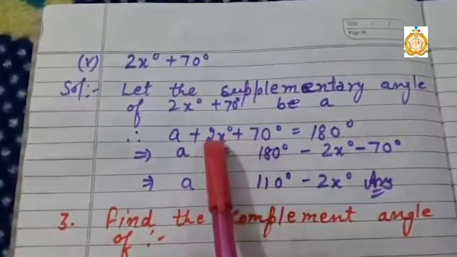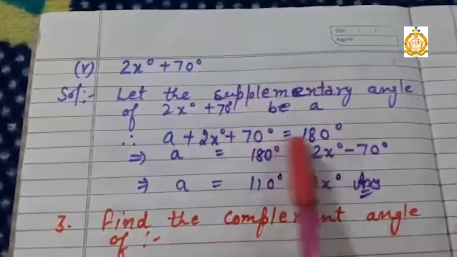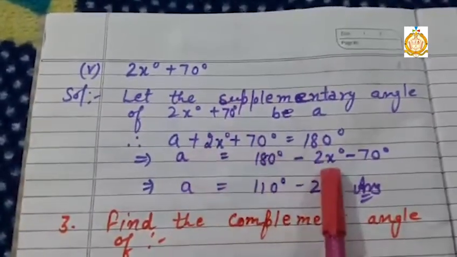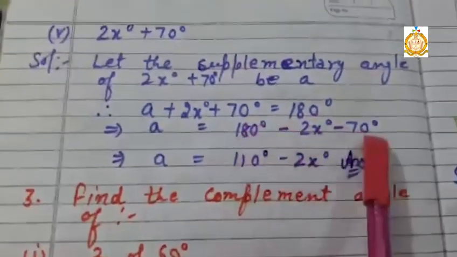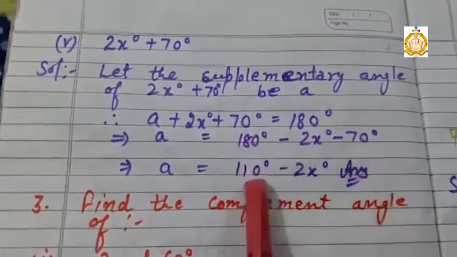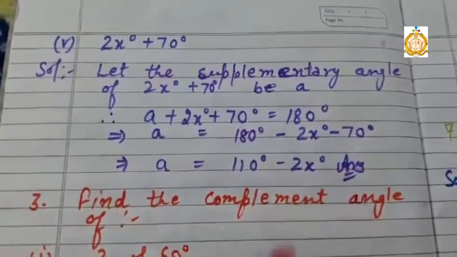And here these two terms will change their signs because they are shifting from the equal to. So plus 2x would become negative and 70 degree would become negative. Now again we have to solve the numerical terms. After subtracting, we will get 110 degree and minus 2x as such.